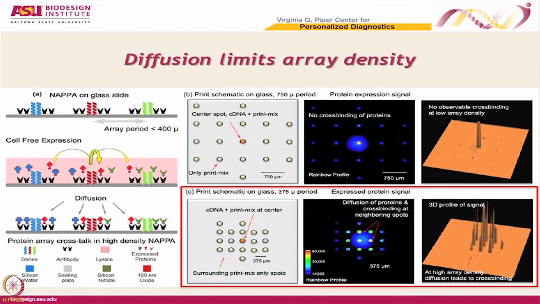But if you start to make NAPPA much smaller, so if you take the 750 micron spacing here and make it 375 spacing, so almost cut it in half, yeah? So now these spots are really close by. Now you start to see a little bit of signal bleed over. You see that little green signal? So this is the intensity of the spot itself, and then these neighboring spots have picked up a little bit of the protein. And you can sort of see that in that 3D rendering.